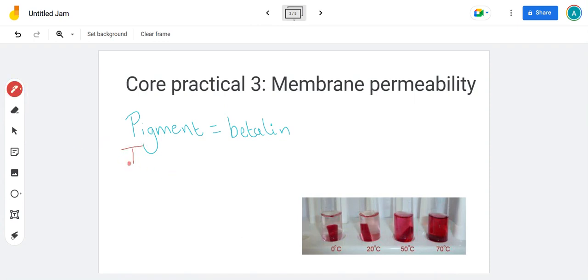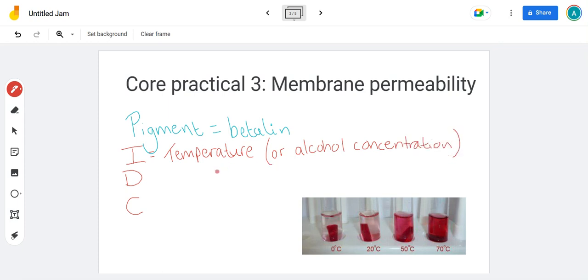In this experiment, obviously, we have to identify our variables first of all. We've got independent, which we're going to change, dependent, and control. Independent is a bit of a pain for this one because there's two different versions. You can do temperature, so you can put each one at a different temperature, like shown in the picture here, or you can do it with different alcohol concentrations. You need to know both, but you would only do one at a time, so it's a bit confusing writing them both there. Let's say our independent variable was temperature. We always just change one thing.